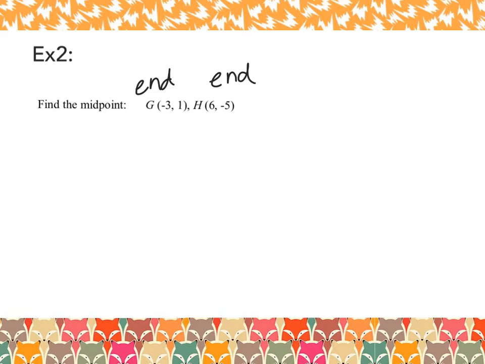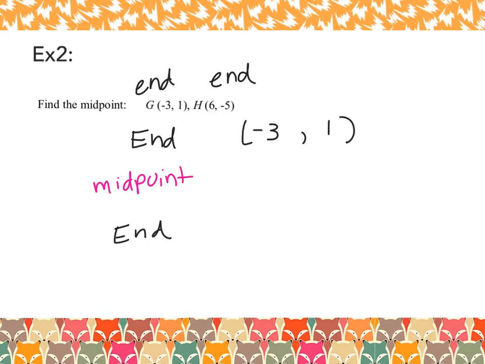So I'm going to write here the words end, and then I'm going to write midpoint, and then I'm going to write end again. Okay, this is going to be a lot like our last method. So if I take either point G or point H, it doesn't really matter, but I'm going to put one of my endpoints here. So I'm going to say -3, 1. And then I'm going to put my other endpoint down here. So 6, -5.